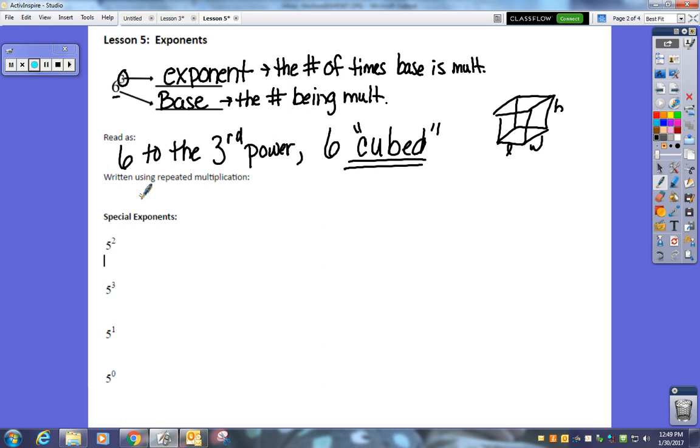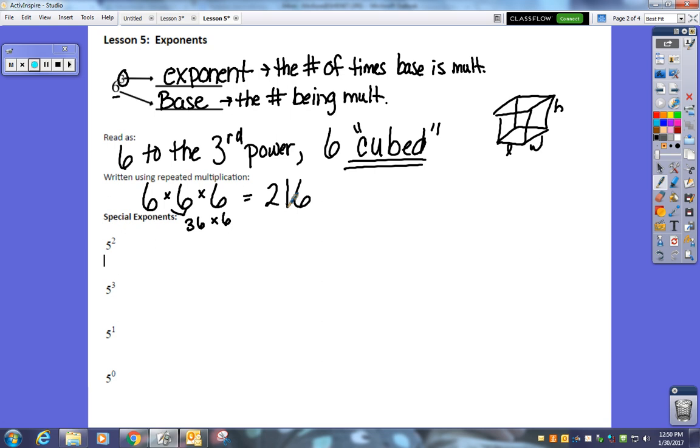So I start by writing down the base, looking at the exponent and seeing how many times I'm going to write it, and then I just put multiplication symbols in between those numbers. Now, if we wanted to evaluate this, we would need to make sure that we are multiplying, not adding. So we would do 6 times 6, which is 36. I always break it down too. And then we're going to multiply the 36 by 6, which gives us 216.